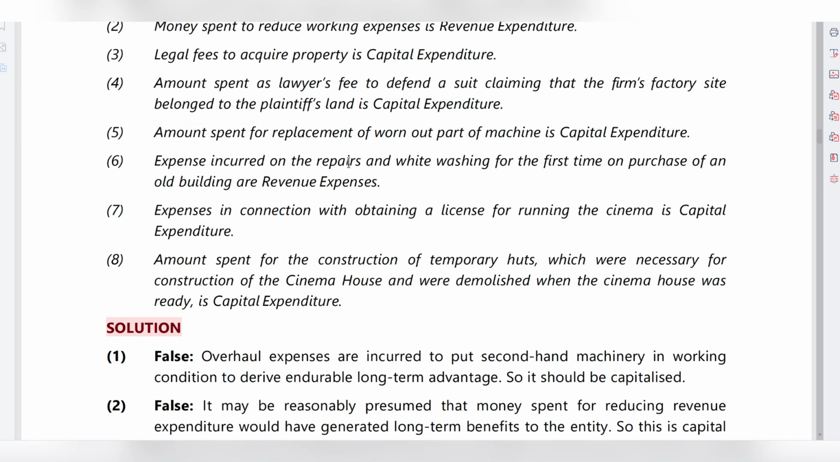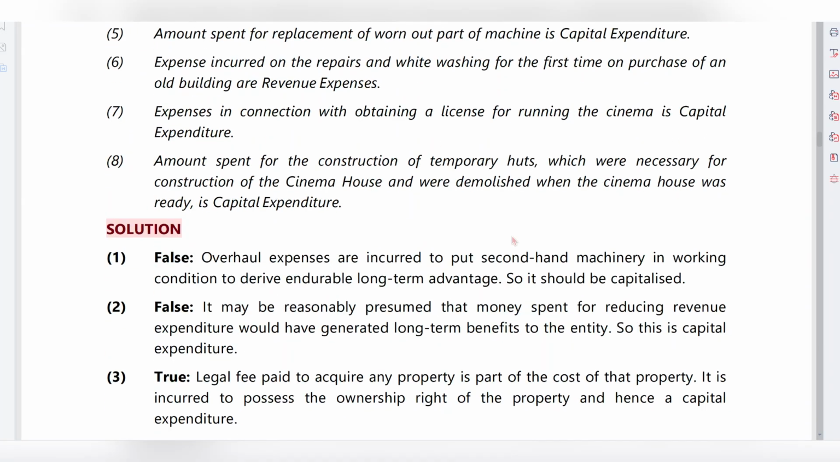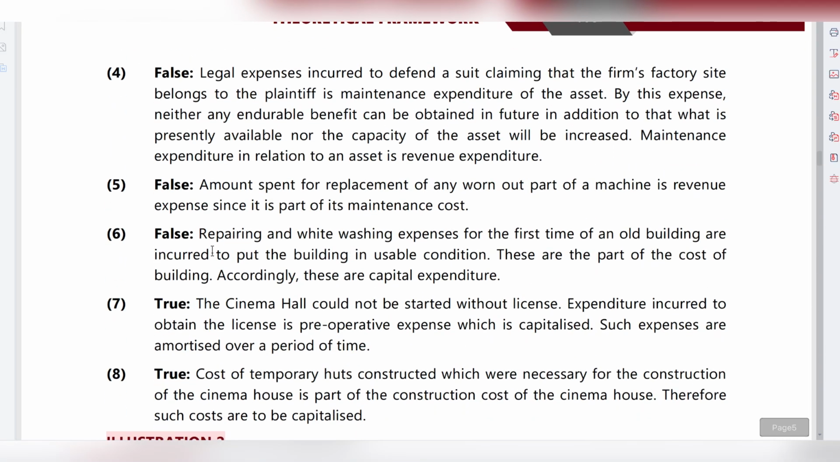Expenses incurred on the repairs and whitewashing for the first time on purchase of an old building are revenue expenditure. False. Repairing and whitewashing expenses for the first time of an old building are incurred to put the building in usable condition. These are part of the cost of building. Accordingly, these are capital expenditure.